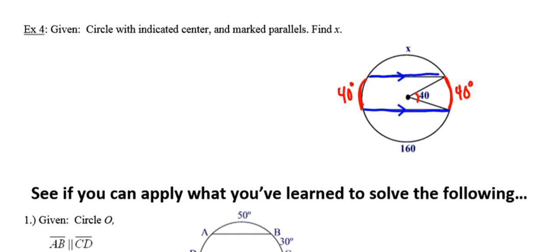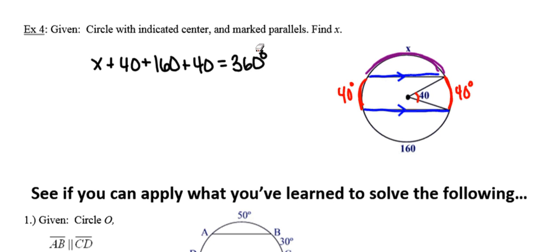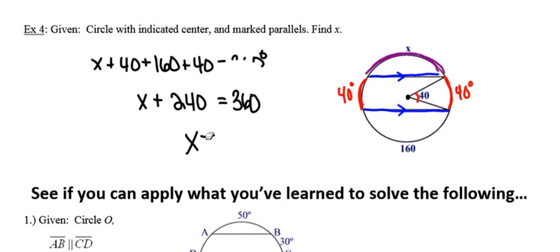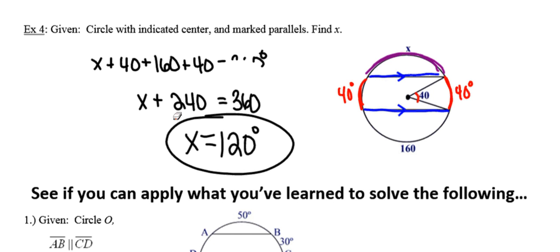I also know that in a circle, the sum of all of the arcs has to total to 360. So I know that the purple arc plus the 2 red arcs plus the arc that measures 160 have to total to 360. So I can go ahead and write a little equation here. And then I can solve for x, and I'll know the measure of that purple arc. So I can go ahead and make the determination that the value of x has to be equal to 120.